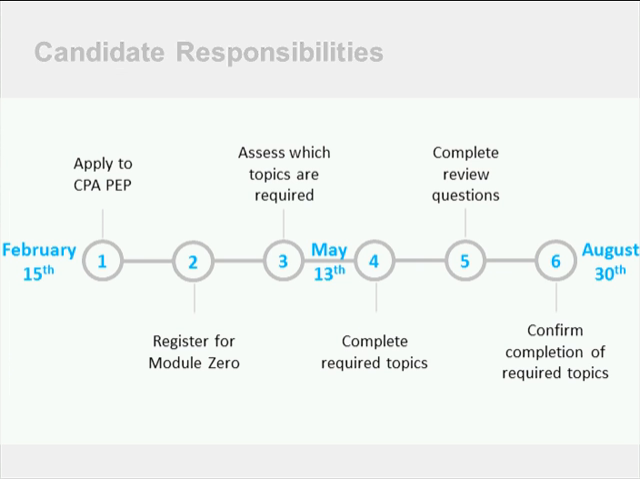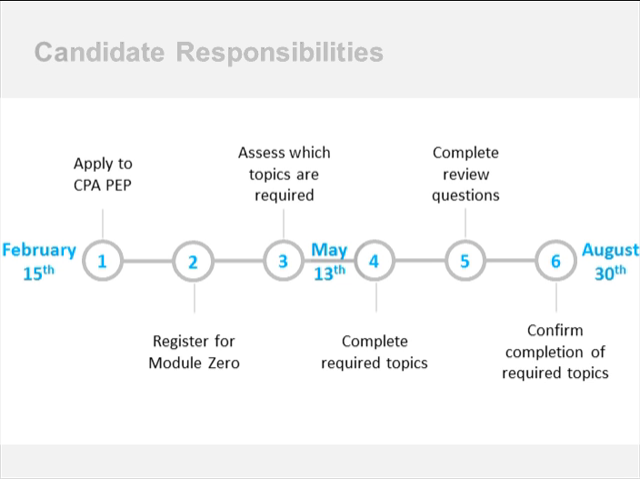When it comes to Module 0, candidates have to do 6 things. The first would be to apply to the CPA Professional Education Program, or PEP, and we began accepting applications in mid-February. The second step would be for candidates to register for Module 0. Every candidate who submits a CPA program application would receive information about Module 0, as well as a link to its registration site.